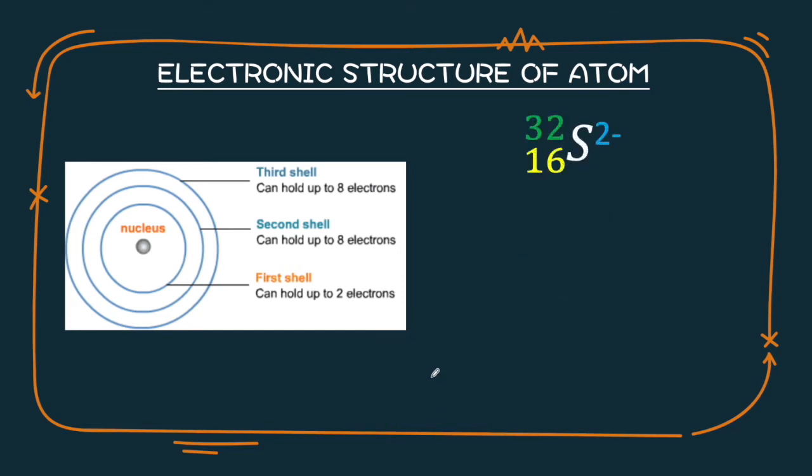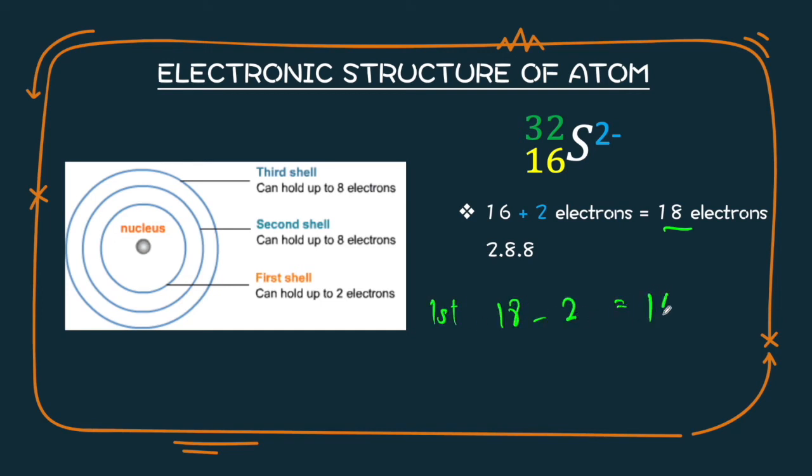Okay, I'll give you more example. Now we are using an S2- anion. So 2- means it gains 2 electrons. So I have 18 electrons now. So the first shell I'll put 2 electrons, second shell I'll put 8 electrons, and the remaining 8 electrons I'll put in the third shell to give me 2.8.8.